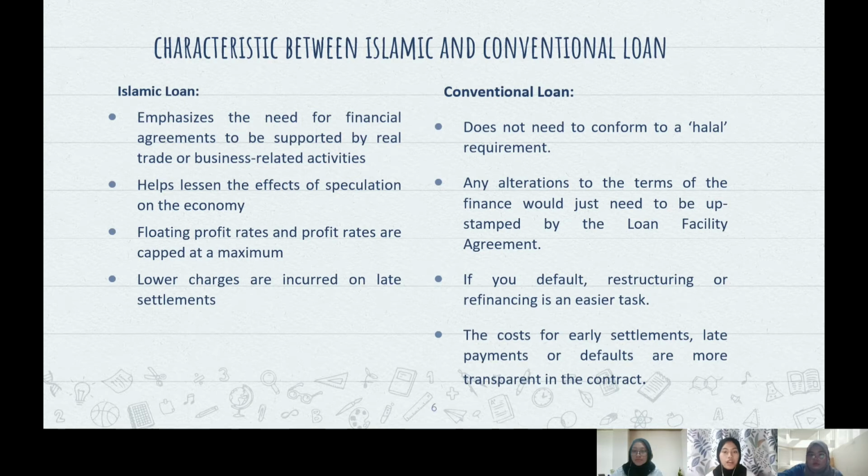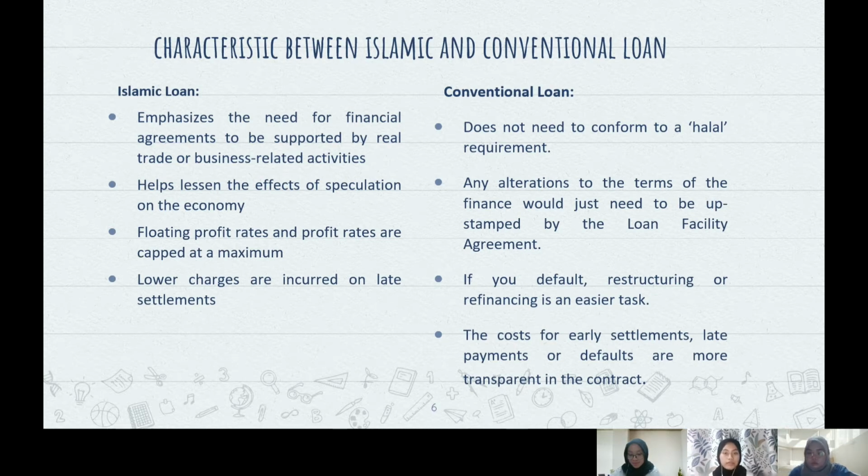I will discuss the characteristics of Islamic and conventional law. For Islamic law, it emphasizes the need for financial agreements to be supported by real trade or business-related activities. This provides an efficient boost for economic activities and the economy itself.